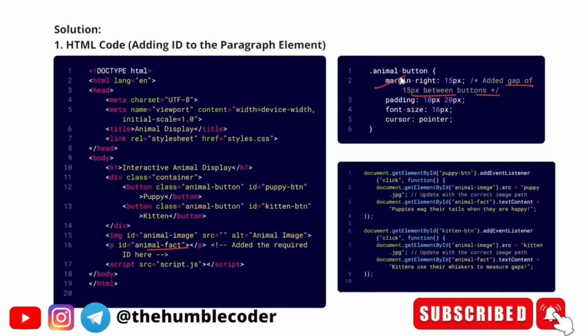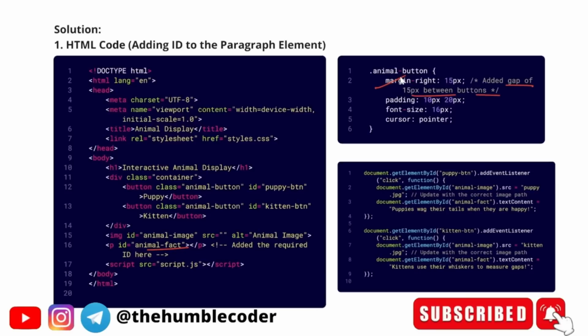Then we have linked the event listeners to the puppy and kitten buttons in the JavaScript part. So that when the puppy is clicked, it updates the image to puppy.jpg and changes the text, the quote or fact, to the puppy-related one. And when kitten is clicked, it updates the image to kitten.jpg and updates the fact to the kitten-related fact.